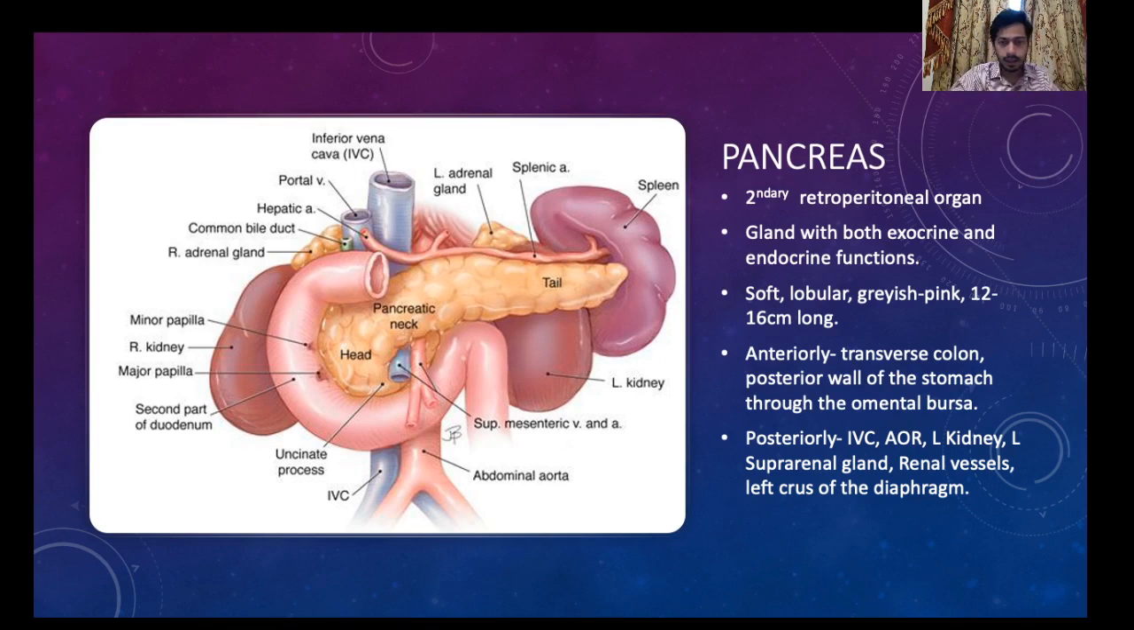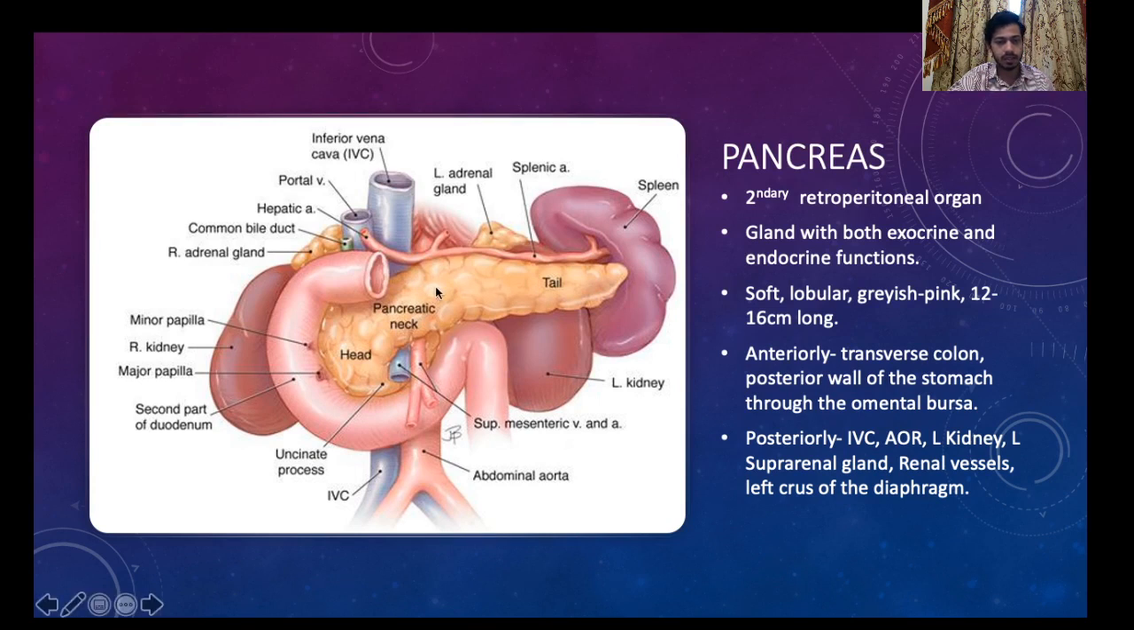It's a gland with both exocrine and endocrine functions. This isn't a physiology lecture, so I won't go into too much detail. And obviously it's composed of lobules here. You can see from this image, these are slight lobules. It's usually covered in a lot of fat as well, but you can usually make out the lobules. And it doesn't look yellow in real life. It usually looks quite grey, sometimes even greyish pink.